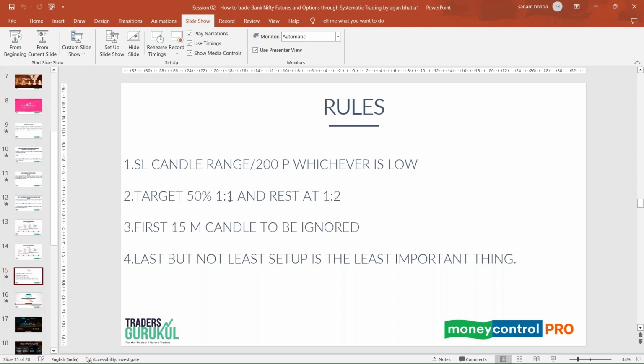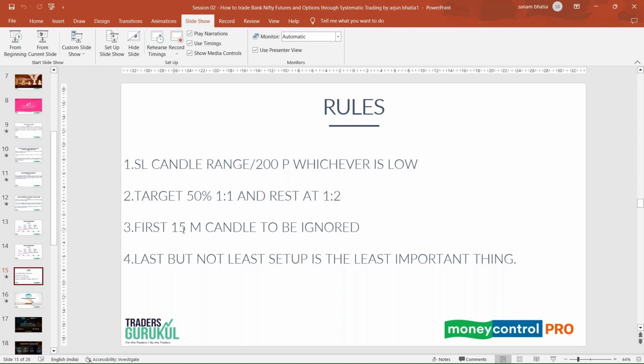Now, third example again. Suppose you have a stop loss of 150 points, then according to the 1 is to 1 risk reward ratio rule, you have to take a target of 150 points. But if you are following 1 is to 2 risk reward, then stop loss is 150 and target would be double of that, 300.